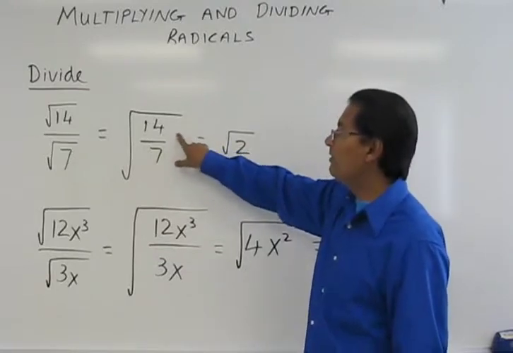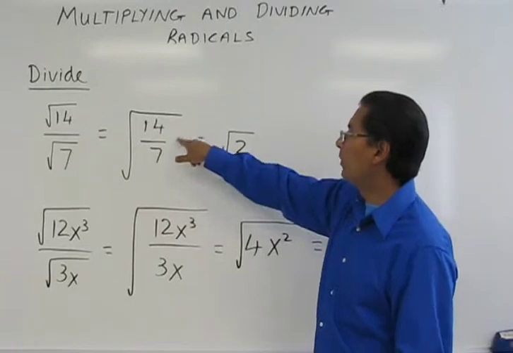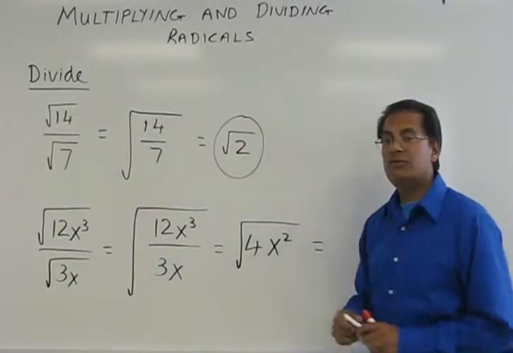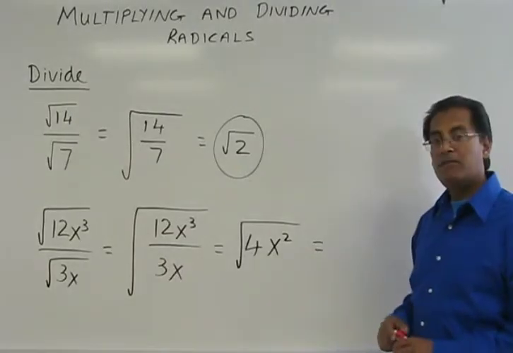We could do the division now. 14 divided by 7 is 2. So we have the square root of 2. So that would be the simplification of that division. What about if we have variables?